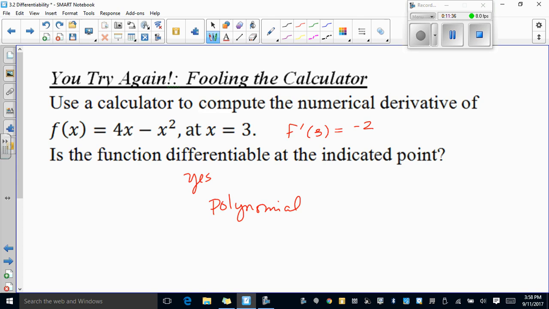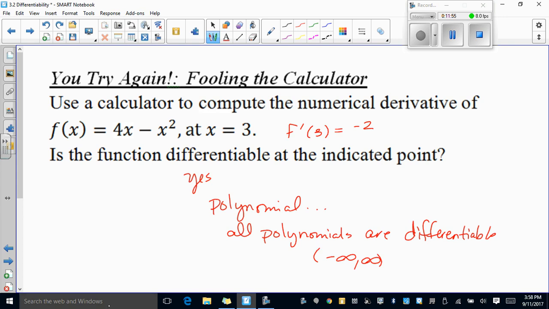and all polynomials are differentiable from negative infinity to infinity. So it doesn't matter what the polynomial is. They're differentiable from negative infinity to infinity, or vice versa. They're always differentiable.